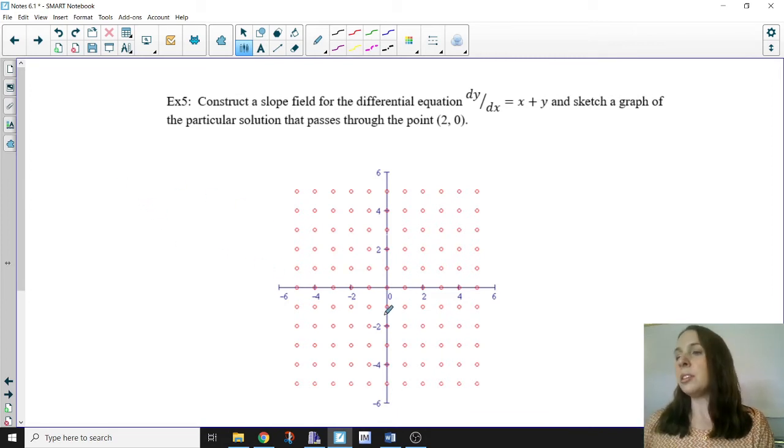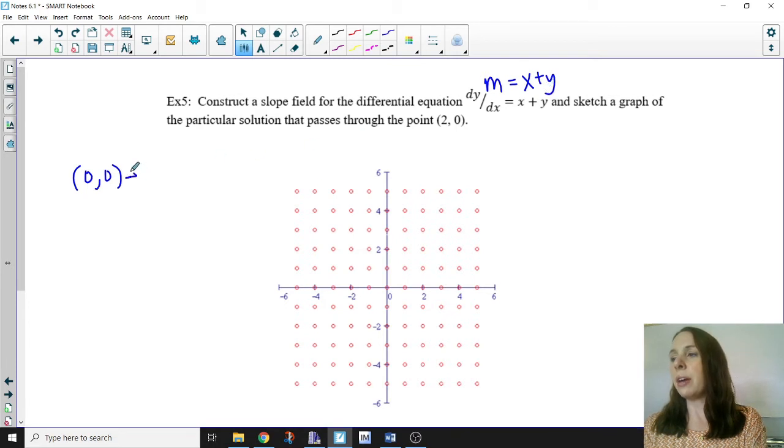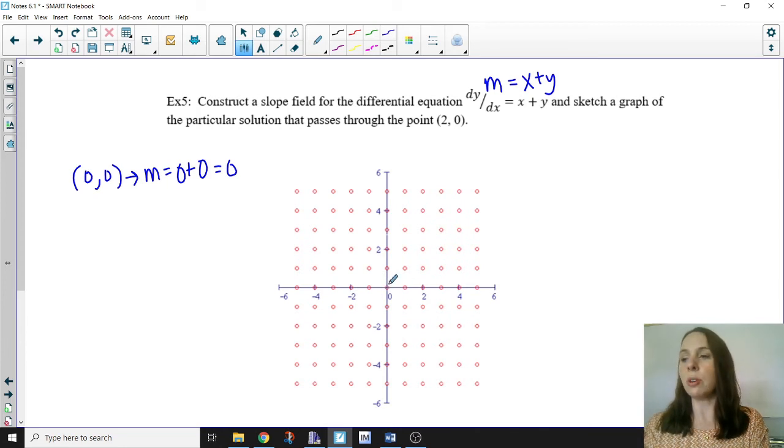So, you've got to start somewhere. I usually start at the origin, so I'm going to say, okay, at the point (0, 0), what do I have? Also, you could change dy/dx to m if you'd like to remind yourself that what you're calculating right now are slopes. 0 plus 0 is 0. So what you are going to do at the origin is draw a little line that has a slope of 0, like this.